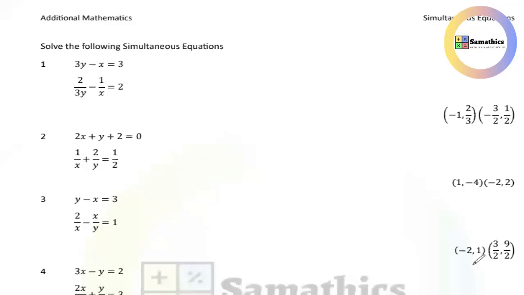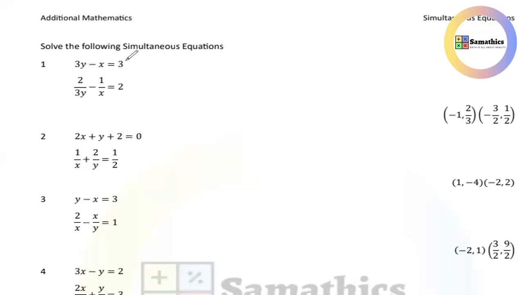Okay, now we have the question 3y minus x is equal to 3 and 2 upon 3y minus 1 upon x is equal to 2. These questions are having either fractions or you have to use identities. The level of difficulty is high in these questions, right? Now, first of all, you have to see which variable you have to make the subject, right?